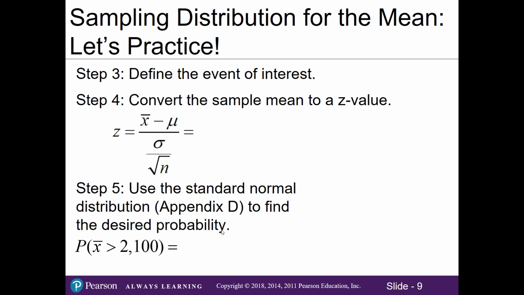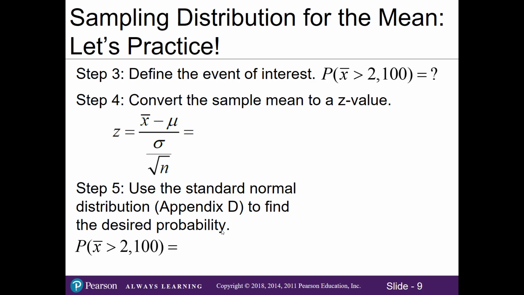In step 3, we want to make sure we understand the event of interest that we're solving for. In this case, we want to know the probability that our sample mean will exceed 2,100. So we write the probability that our sample mean, or x bar, is greater than 2,100.